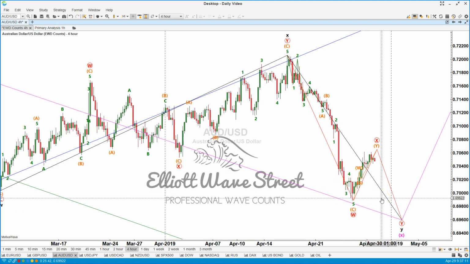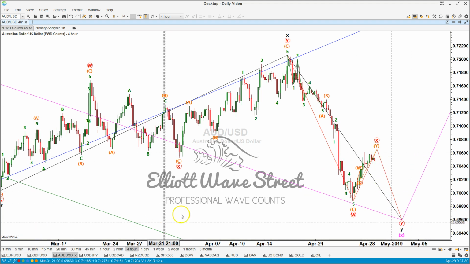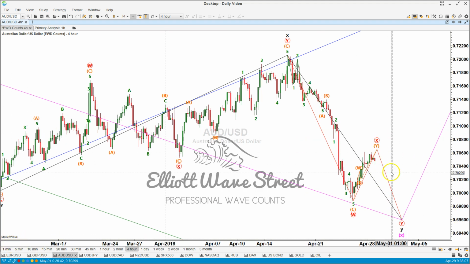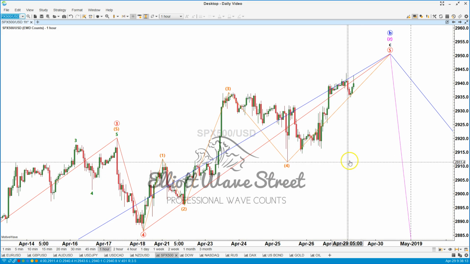So it seems that this week we need to have a lower low, but in case that you didn't take your profits yet, you should do it, because the target on our trade was the 70.10 area. So we have the target at the 70.10, and now we're looking for another move down to find the end of the wave X. Let's have a look at the S&P.